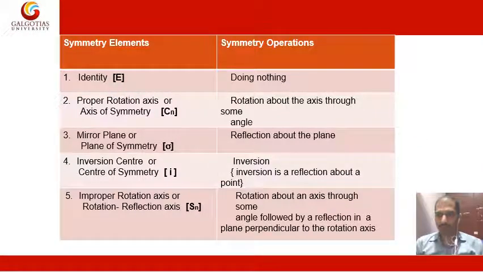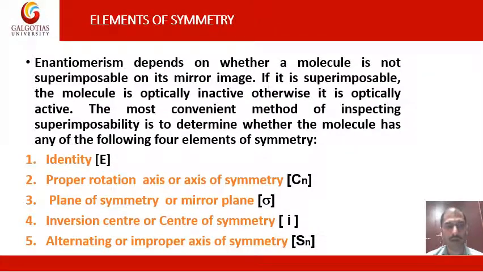Now coming to elements of symmetry. Enantiomerism depends on whether a molecule is non-superimposable on its mirror image. If it is superimposable, the molecule is optically inactive; otherwise it is optically active. A convenient method of inspecting superimposability is to determine whether the molecule has any of the following four elements of symmetry.